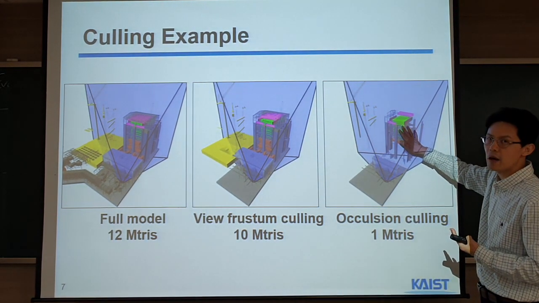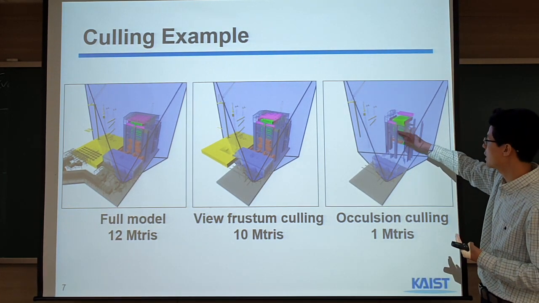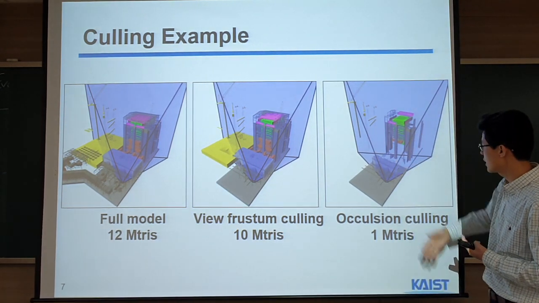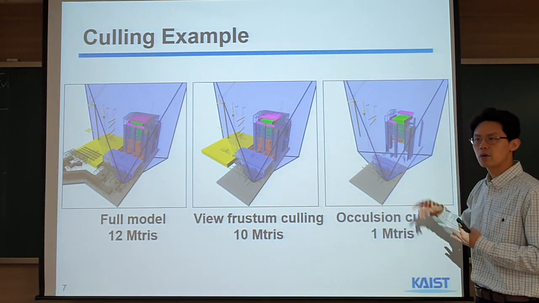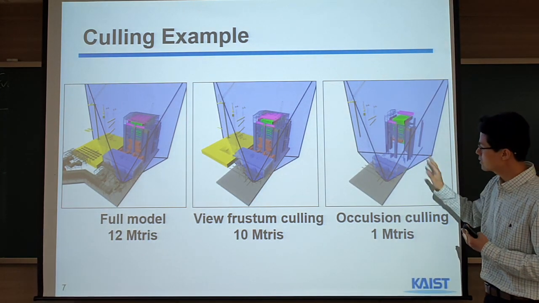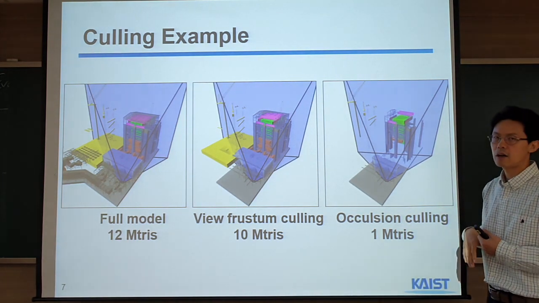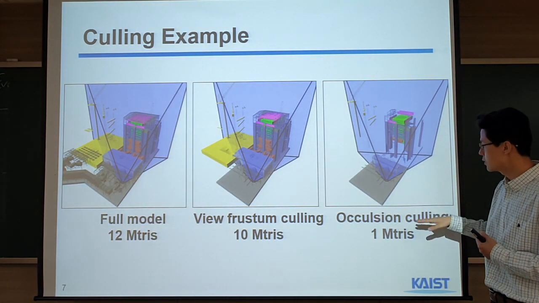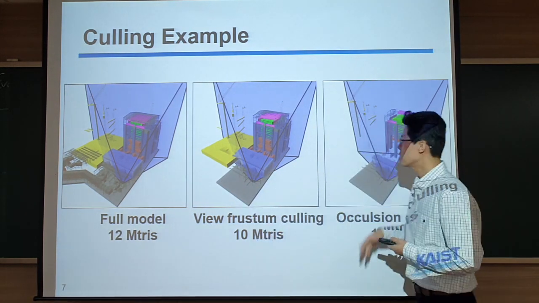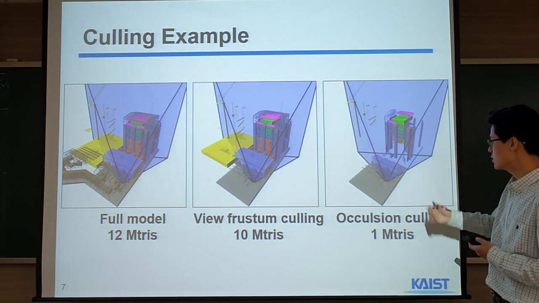I mentioned that there are a lot of objects within this building, right? There are a lot of pipes, but they cannot even be visible, since those objects are blocked by the wall of the building or this object, right? So if we can identify those occluded parts, then we can perform occlusion culling. In this case, we just need to rasterize only 1 million triangles, which is a big reduction in the number of geometry compared to rendering the full model. So that's the benefit of performing view frustum culling or occlusion culling.